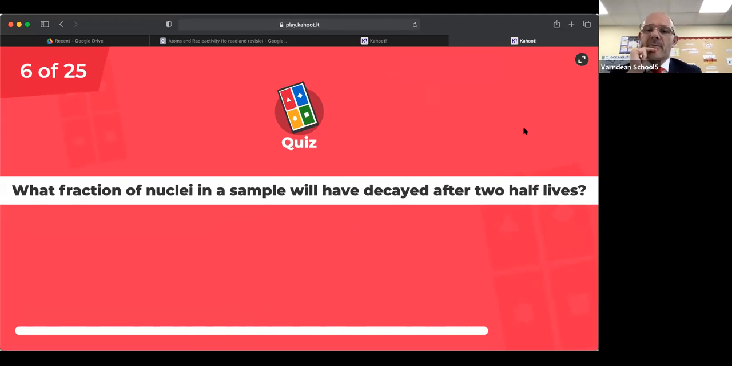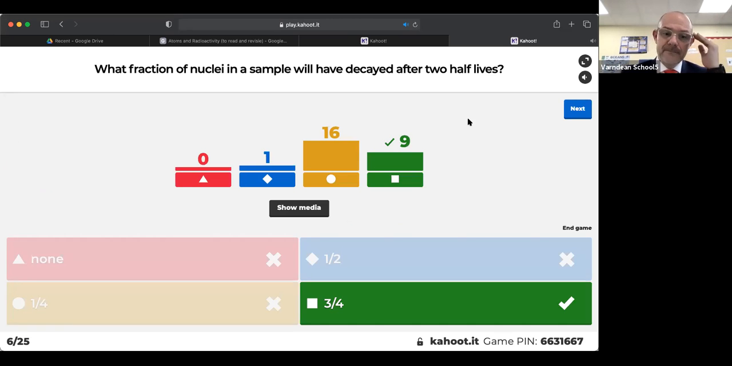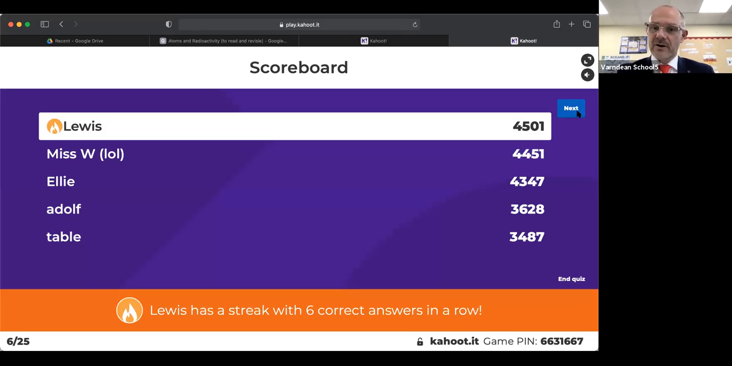What fraction of nuclei in a sample will have decayed after 2 half-lives? Oh, that's clever. Okay, so you've got a whole one, you've got 1 half-life, you've got another half-life. How much has decayed? And I know what people are going to get caught out with here. Good. Lots of people didn't get caught out. 3/4. I knew people get caught out with a quarter. Quarter's what's left. You're quite right. You go a half and then another half, you've got a quarter left. That means 3/4 has decayed. Okay, bit of a trick question there, but well spotted by quite a few people.